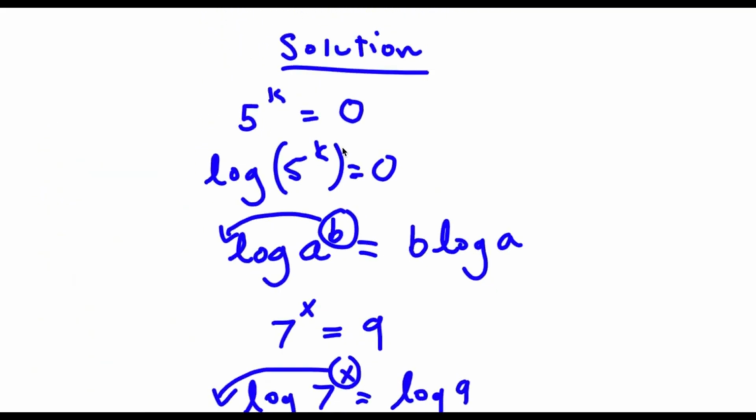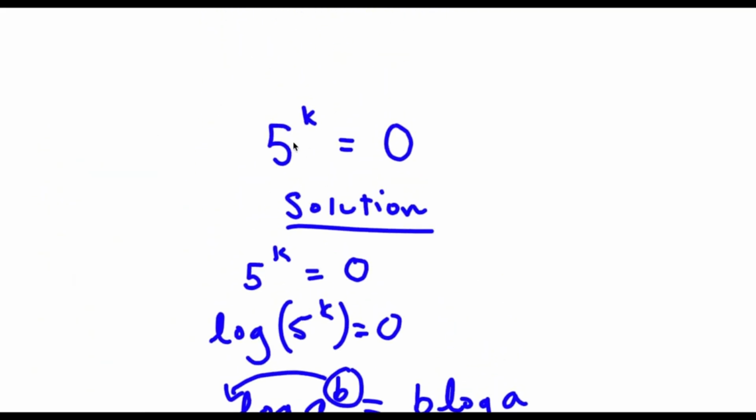And also, you can't take the power of any number and make it 0, because 0 is not possible. You can get 1, because if you took 5 to the power of 0, that would equal 1, but 0 isn't possible. You can't take the power of a number and get 0.